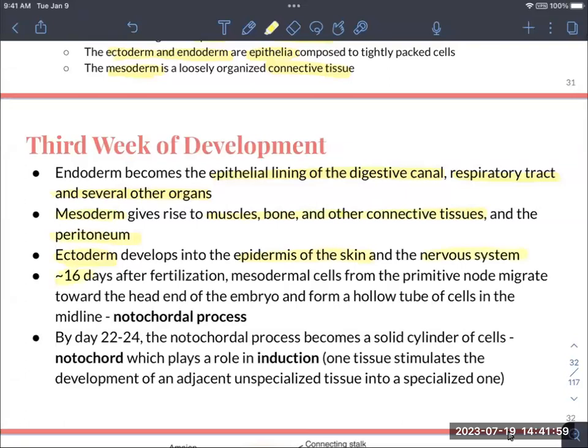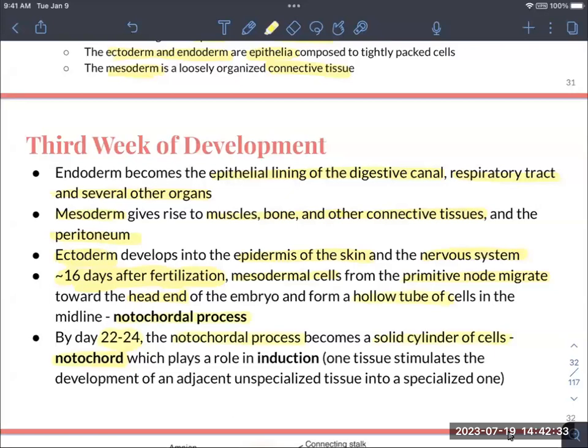So 16 days after fertilization, those mesodermal cells from the primitive node are actually going to go towards the head of that embryo, and then it starts to form a tube. This is the notochordal process. Between 22 and 24 days, this notochordal process is going to become a cylinder of cells: the notochord.